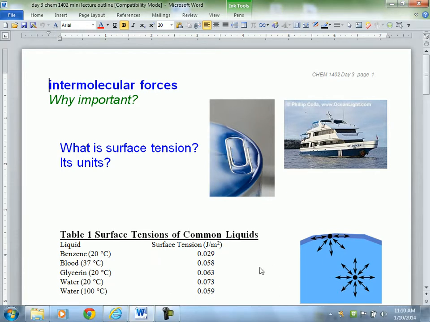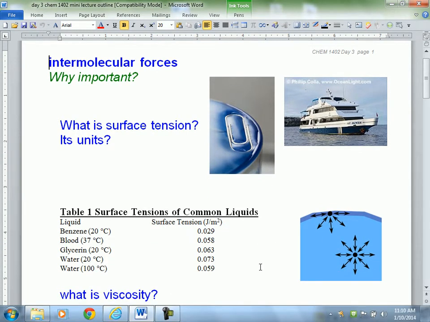Intermolecular forces. The forces that act between molecules. Okay. How big is a molecule? Jasmine, how big is a molecule? In comparison to the width of a hair.